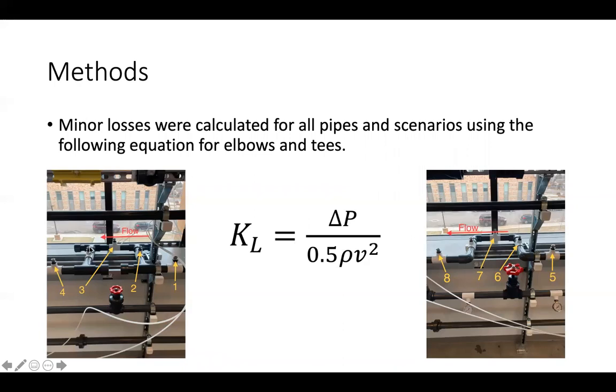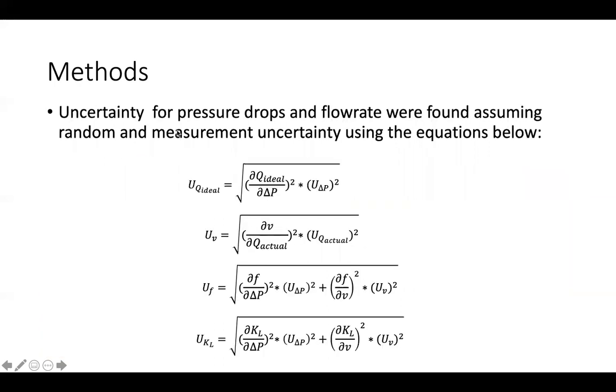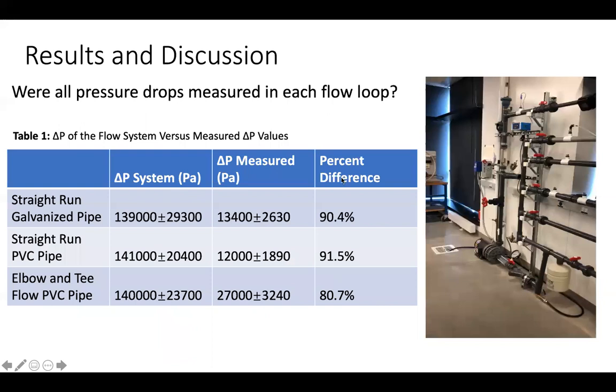And that was how we calculated the minor loss for both of these T's. This same analysis was used for our elbow as well, using the velocity from the digital flow meter. Uncertainty was then calculated using random and measurement error uncertainty using the equations below.